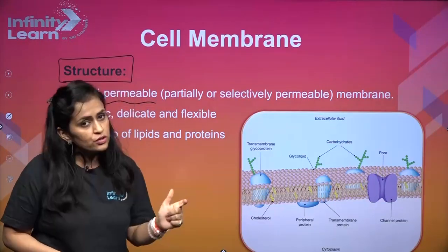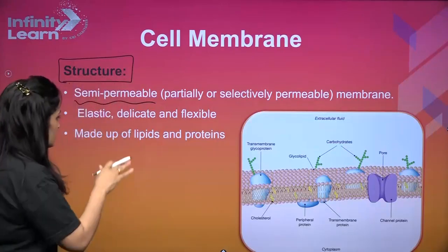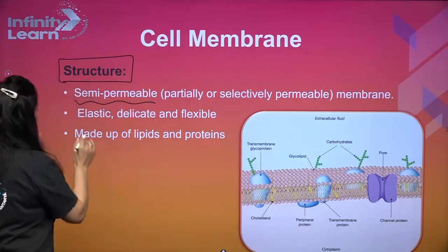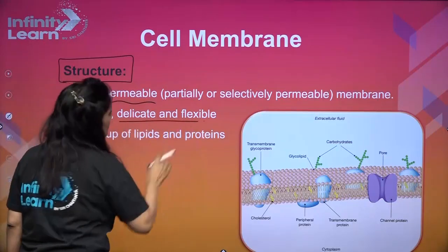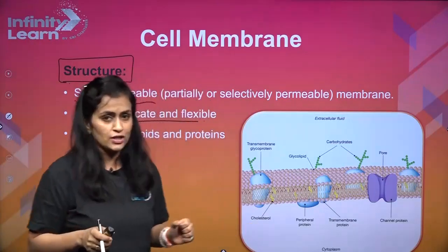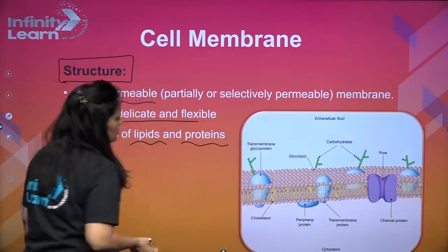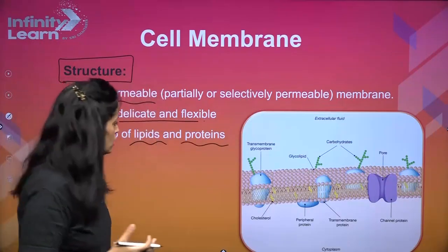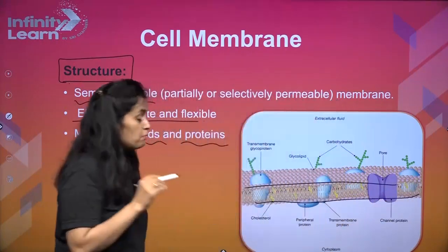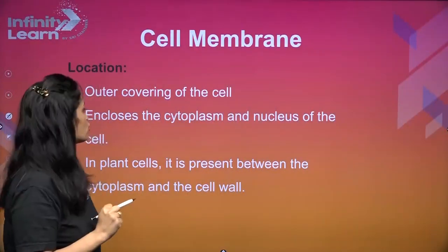Yes, you can use both the words semi or selectively permeable. That means it doesn't allow anything and everything to come in. Other thing is it is elastic, delicate and quite flexible. Yes, it's flexible. It's not rigid at all. Then it is made up of lipids and protein. What is the major composition over here? This is the diagram of your plasma membrane and the major component of it is made up of lipids and protein.